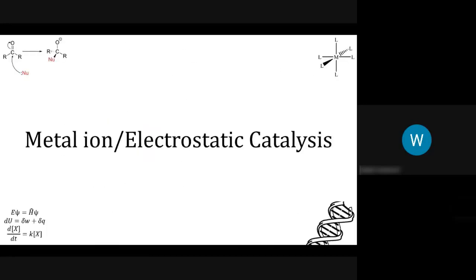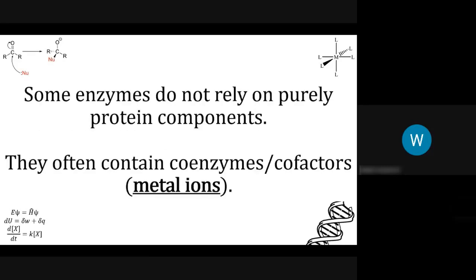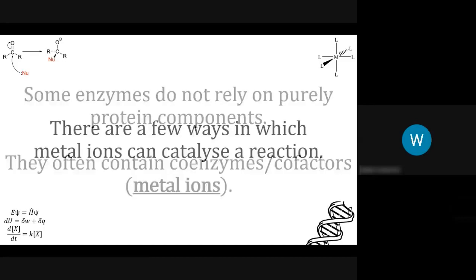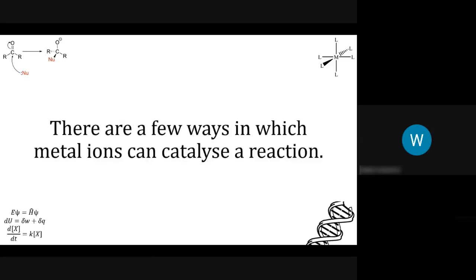Moving on, let us discuss metal-ion catalysis, the next way of catalysis. So some enzymes do not rely on purely amino acids or do not consist of purely amino acids. And in fact, some enzymes are bound to metal ions. And these metal ions can catalyze reactions in a few ways. But for today, we'll just discuss the simpler ones.